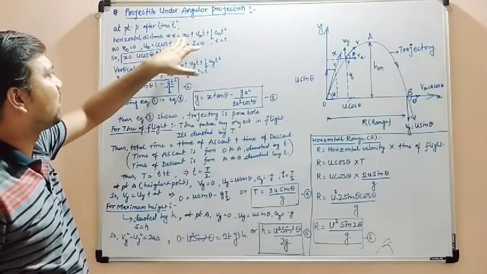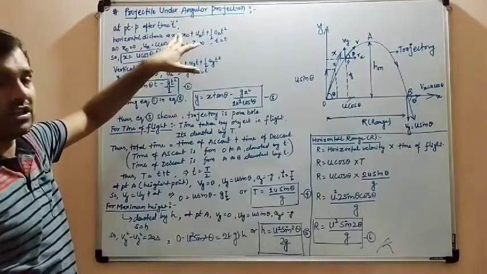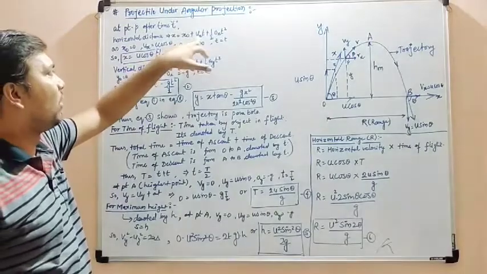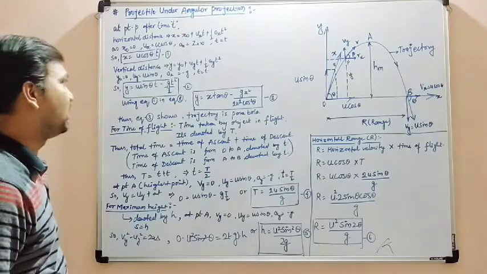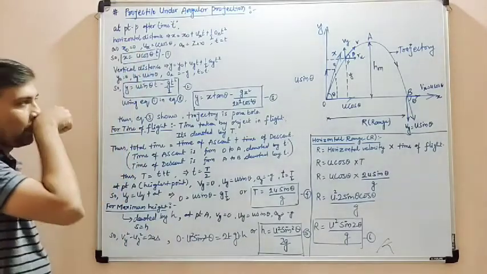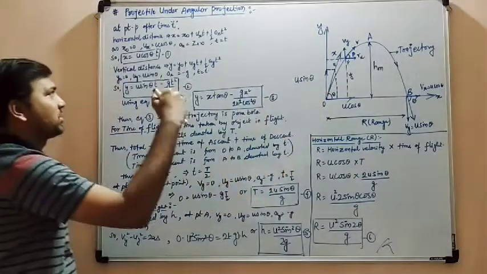Here x is the distance covered, x naught is the initial position, ux is the velocity component along the x-axis, t is the time, and a is the acceleration due to gravity. Here I have taken x naught as 0, because initially the object is at the origin.